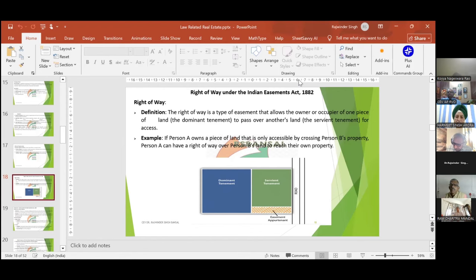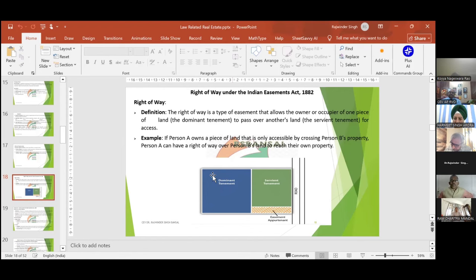So first is right of way. The right of way is a type of easement that allows the owner or occupier of one piece of land, the dominant tenement, to pass over another land, the servient tenement, for access.